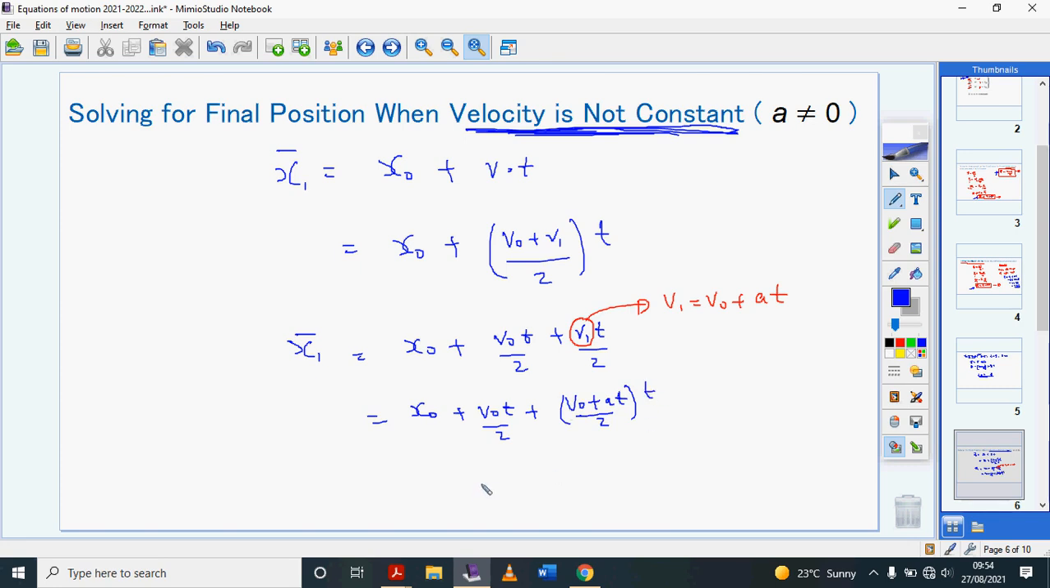Then I just need to expand this. So I'll have x0 plus v0 t over 2 plus, again, if I bring the t inside, v0 t over 2 plus a times t squared over 2. I hope we can all see that.